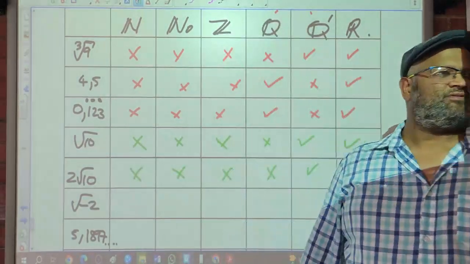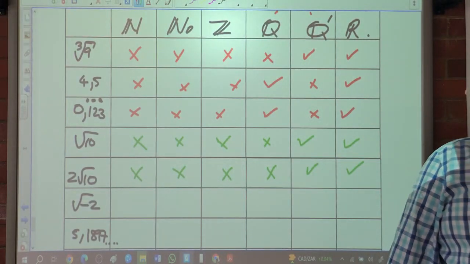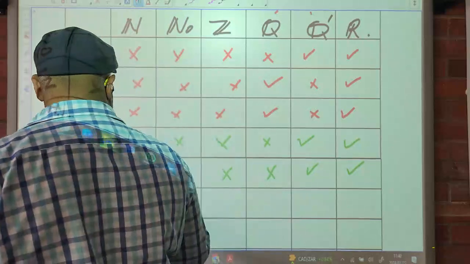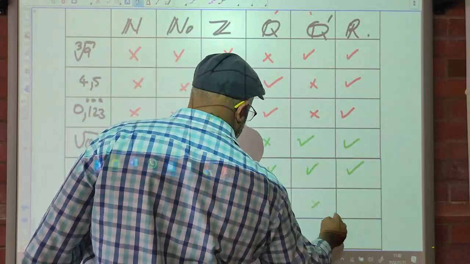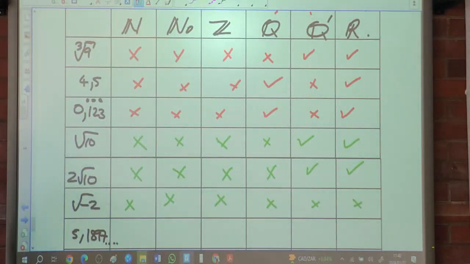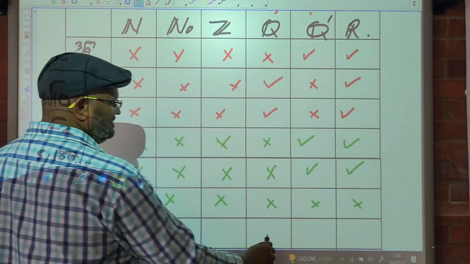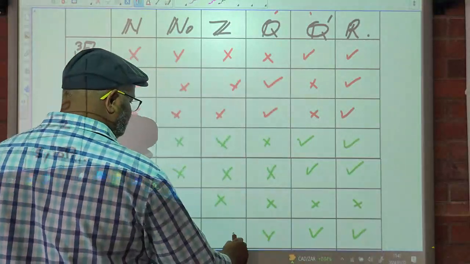Square root of negative 2? Sorry? None exists, doesn't exist to us. So it's none of these. Okay. 5, 1, 8, 9, 7 and the number carries on. Is this following a pattern? Now, how do we know it would be following a pattern if there's a dot on top? So, what type of number is this? Irrational. Irrational, real, and none of these.